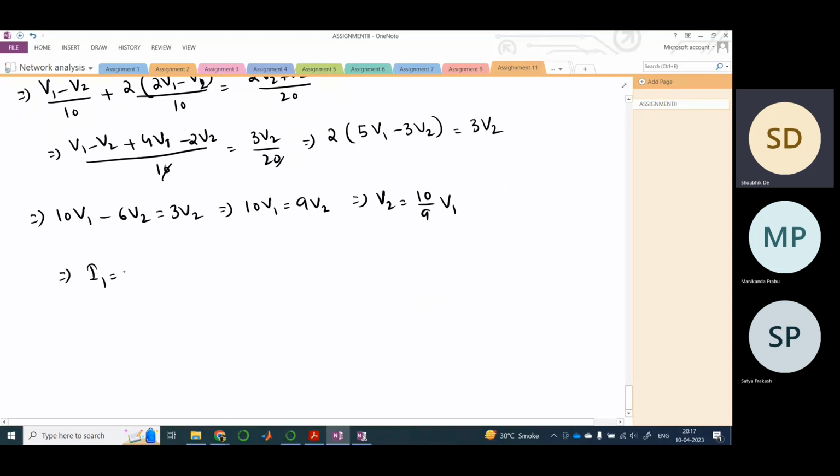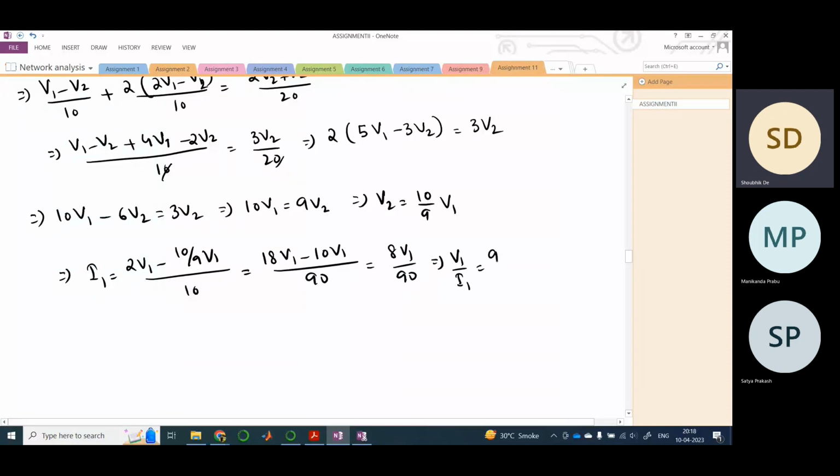I1 is 2V1 minus 10 by 9 by 10. Okay, so 18 V1 minus 10 equals minus 10 by 90. So 8 V1 by 90, right? So V1 by I1 would be how much? It's 90 by 8, 45 by 4. So this would be how much? 22.5 by 2, 11.25, right? So 11.25. This is the answer.